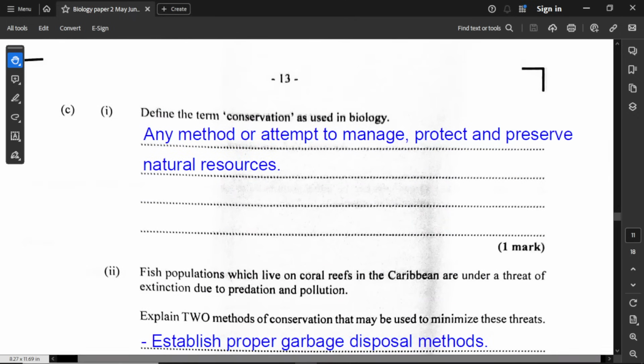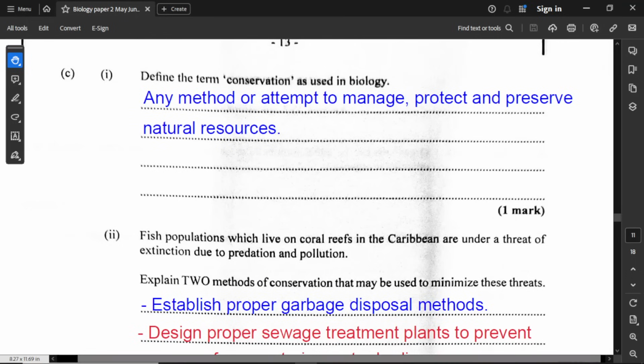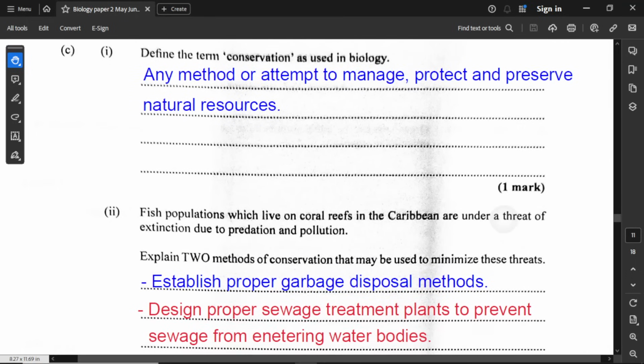All right, for part C, 1, it's define the term conservation as used in biology. And there are some important words you want to put into this. It is any process or method or attempt to manage, protect, and preserve natural resources. So you must use the words manage, protect, preserve. Those are very important words to use when it comes to conservation.